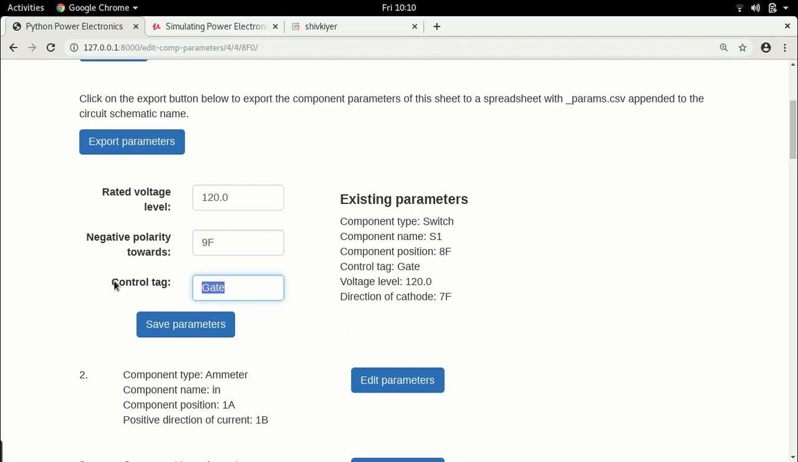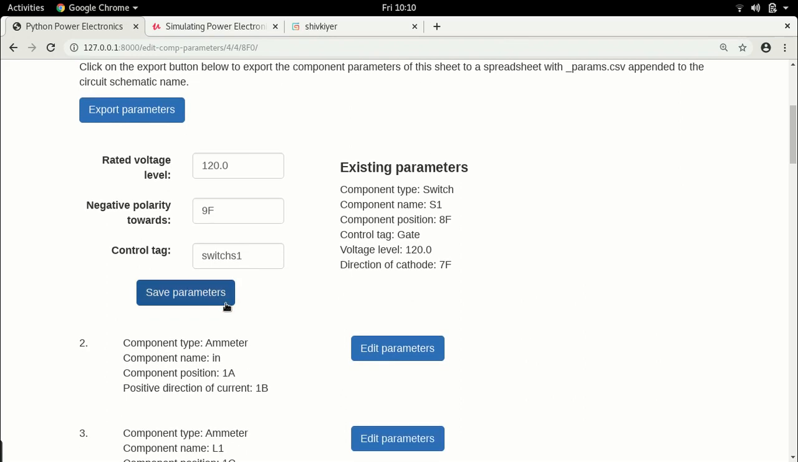Now, the gate tag. The control tag for the gate is best to be given as the total name of the component. So what I would do is call this switch S1. Right? You can name it even with the underscore, or you can remove it either way. It would be more convenient to remove underscores when it's not really needed. And we are more or less set. There's nothing more to be done.